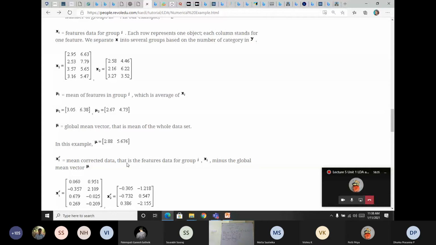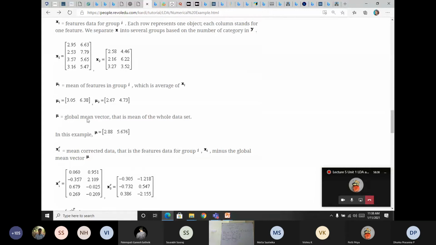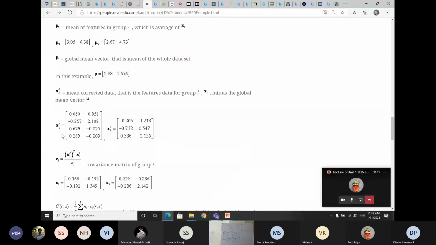And mean corrected data means every element of this you will be subtracting from the global mean, 2.95 and then 2.88. That means 2.95 minus 2.88, 6.63 minus 5.676. So that way, if you do it for the entire 4 rows, you will get this matrix. Similarly, 2.58 minus 2.88, 4.46 minus 5.676, you will get this matrix. So this is written as X1 naught and X2 naught.